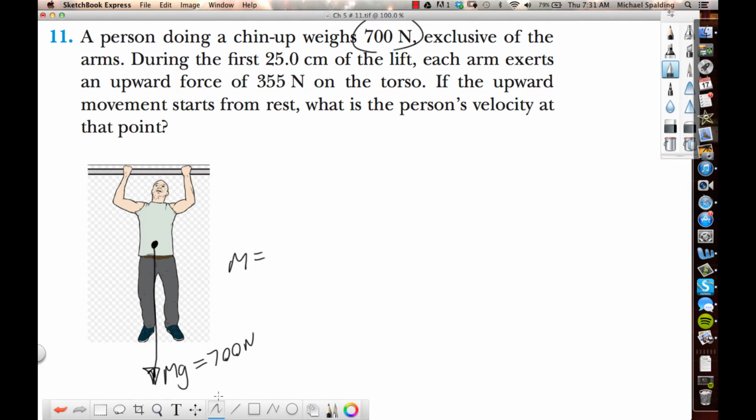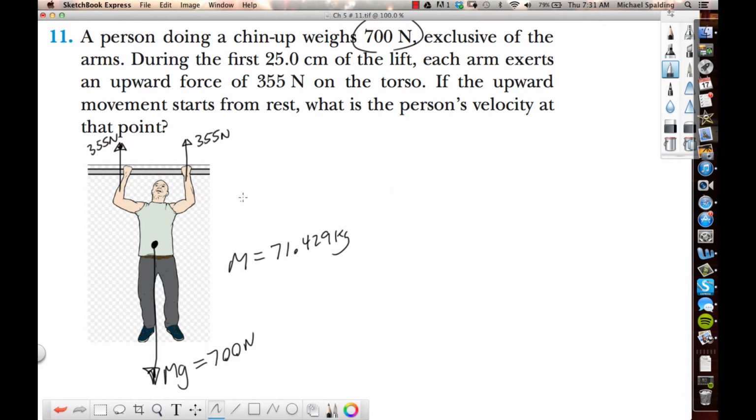The mass of the guy, you're going to take 700 newtons, divide by 9.8, divide by gravity. His mass comes out as 71.429 kilograms. Okay, then the problem tells us that each arm exerts an upward force of 355. Okay? Each arm exerts an upward force, 355.